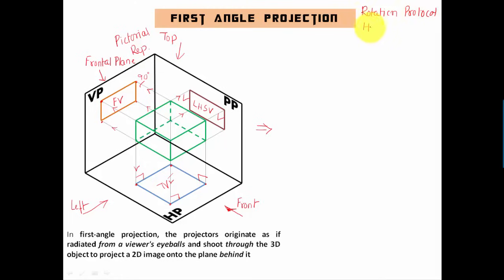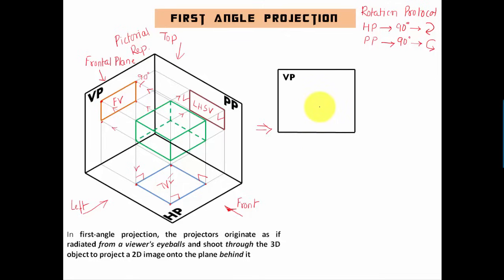It says that the horizontal plane has to be rotated by an angle of 90 degrees in the clockwise sense, something like this, whereas this profile plane on which you're going to have this side view is also supposed to be rotated by an angle of 90 degrees, but the direction in which it has to be rotated is anti-clockwise in nature. Alright, now let's say we have this vertical plane. Okay, that's it. So that's the vertical plane.